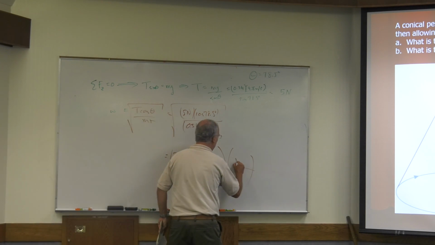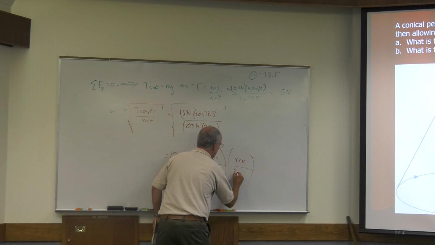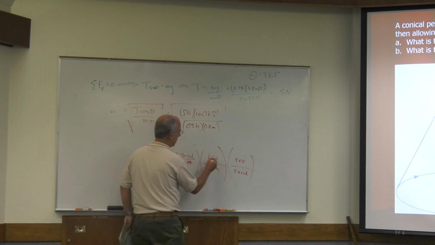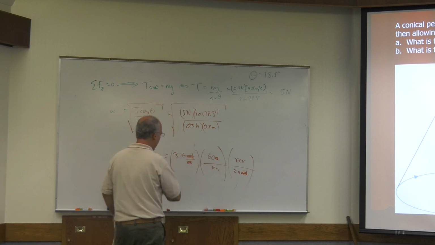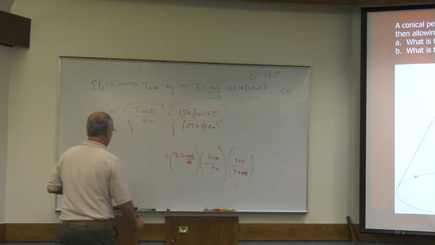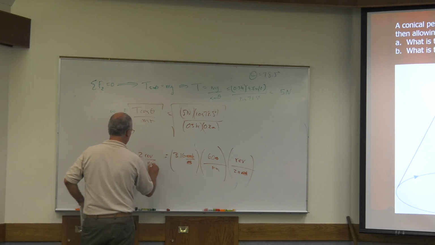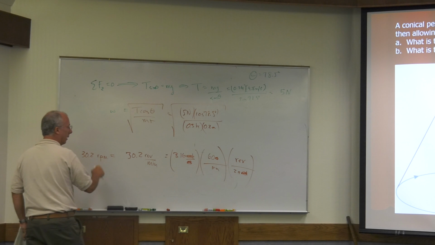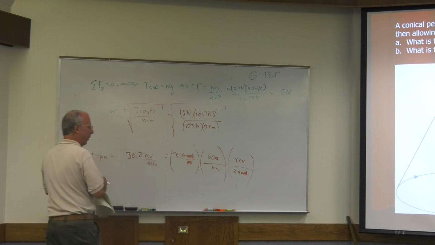Now we want revolutions per minute. So 1 revolution equals how many radians? 2 pi. 1 revolution is 2 pi radians, okay? So seconds kills the seconds, radians kills the radians, and that comes out to be 30.2 revolutions per minute, which most people just write as 30.2 RPM. Okay, wonderful. That wasn't too bad.